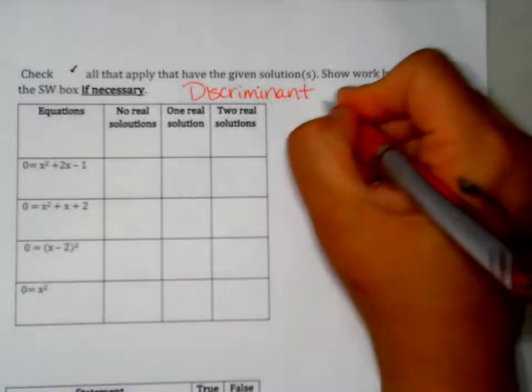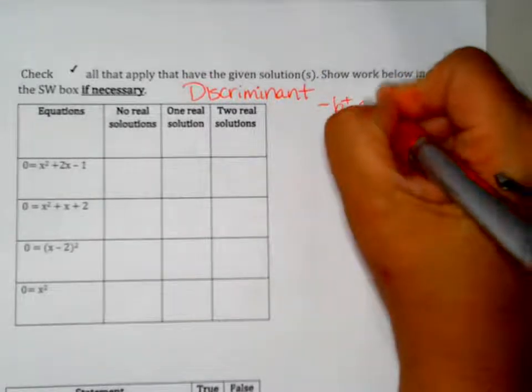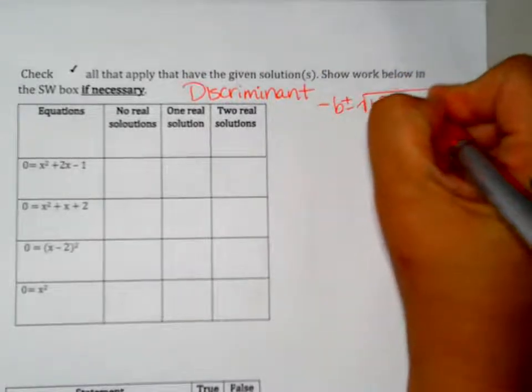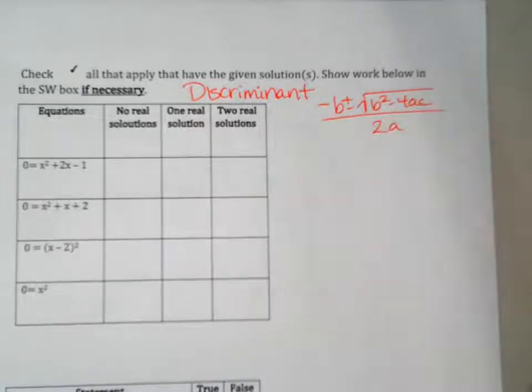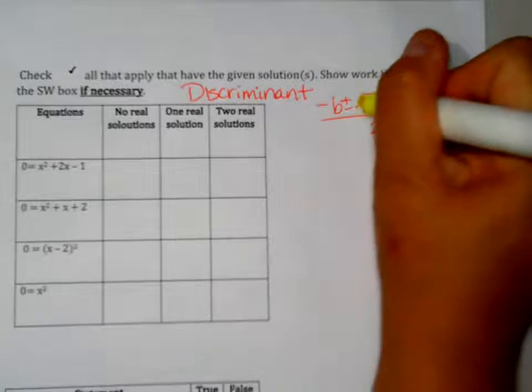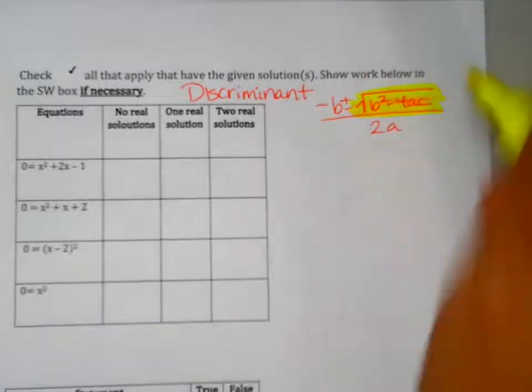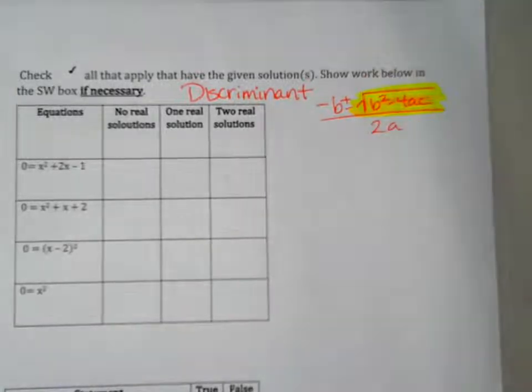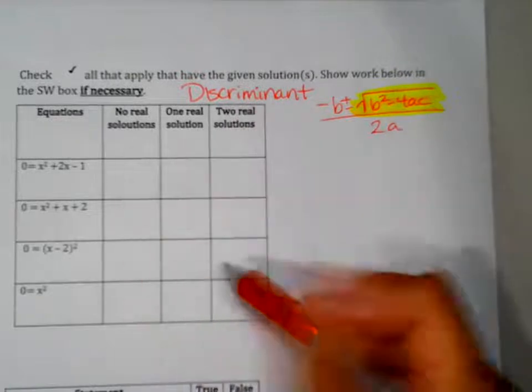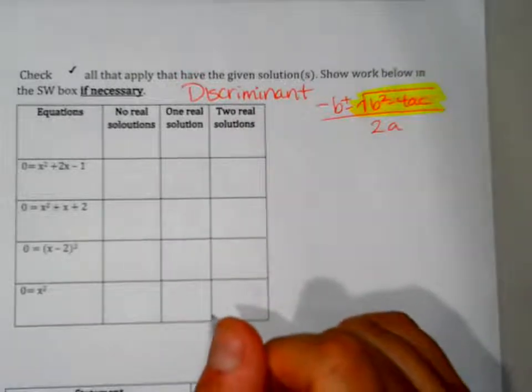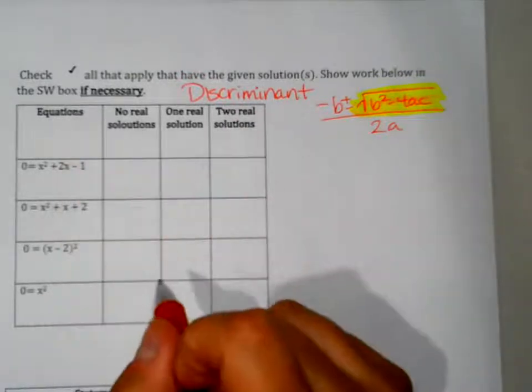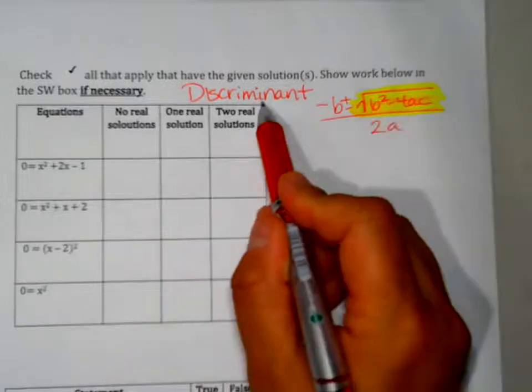When you do that, it's part of the quadratic formula. So let's say you forget what the discriminant is, but you know what the quadratic formula is. This part right here is the discriminant. It's not asking us what the discriminant is. It just wants to know the number of solutions it has, and the discriminant is going to tell us that.